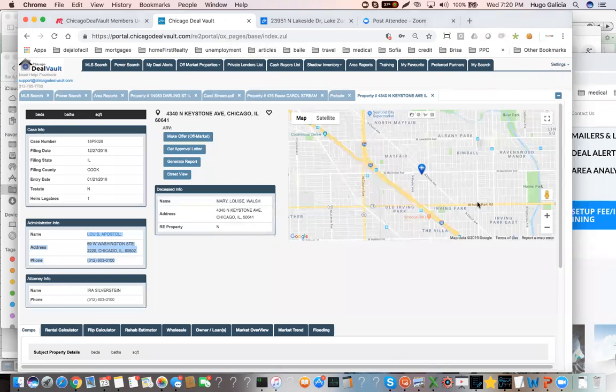Is it possible you can go to one that shows the heir on there real quick? To do what? Excuse me? Like that one has the administrator. The administrator, is that the heir? Yes, that's the heir. Okay.